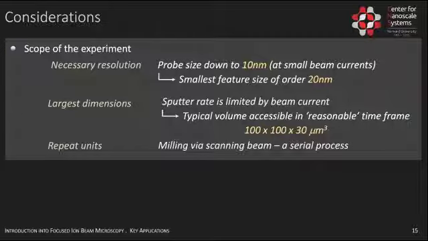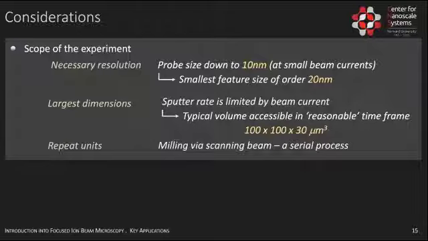So first of all, the question is, what is the scope of your experiment? What resolution do you need for your sculpting process? Commercial or modern focused ion beams allow you, at small currents, to focus the beam down to 10 nanometers. So the smallest features that you can produce are on the order of 20 nanometers.